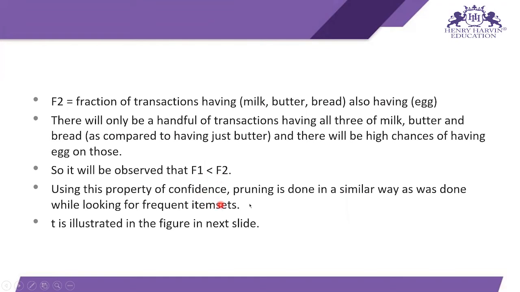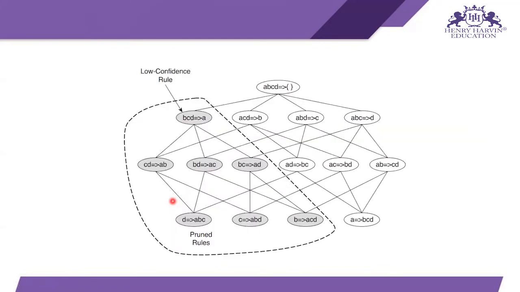Using this property of confidence, pruning is done in a similar way as was done while looking for frequent item sets. It is illustrated in the figure in the next slide. So the rule which we see is in this slide. We find a rule, and from that we find low confidence rules, and from pruning those rules we get these rules: D implies ABC, C implies ABD, B implies ACD, and we prune out those, and that's how we calculate some rules.